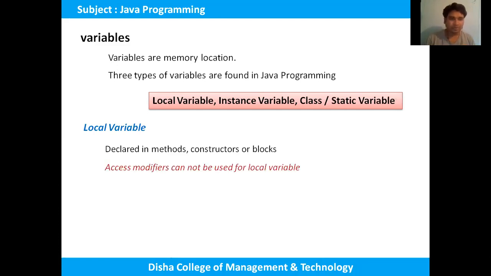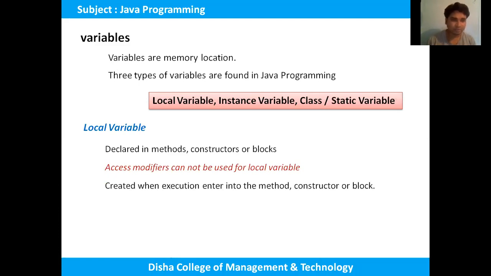This is one of the most important points for local variables. Whatever access modifiers we have, like private, protected, and public, those access modifiers cannot be used with local variables. I'm not talking about the non-access modifiers, that is a different thing. I'm talking about the access modifiers. These cannot be used in local variables. This is one of the most important points.